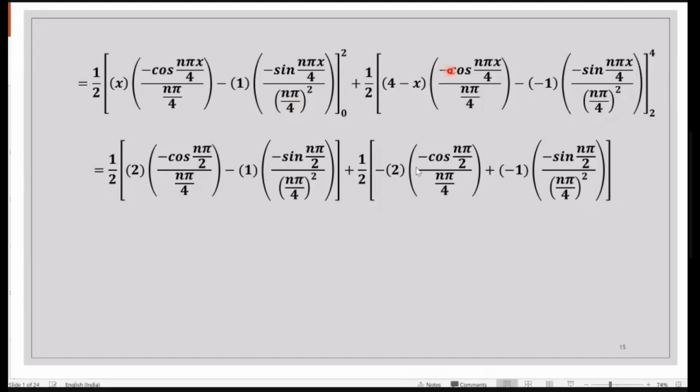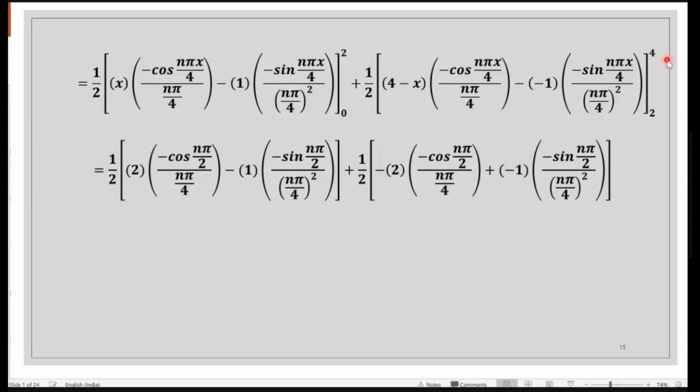Then here the upper and lower limit. In the upper limit, when we put x as 4, the first term is 0. If we put x as 4 here, we get n pi 4 by 4. The 4 will get cancelled, we will get sin n pi, which is again equal to 0. So both terms are 0 when x is equal to 4. Now apply the lower limit.